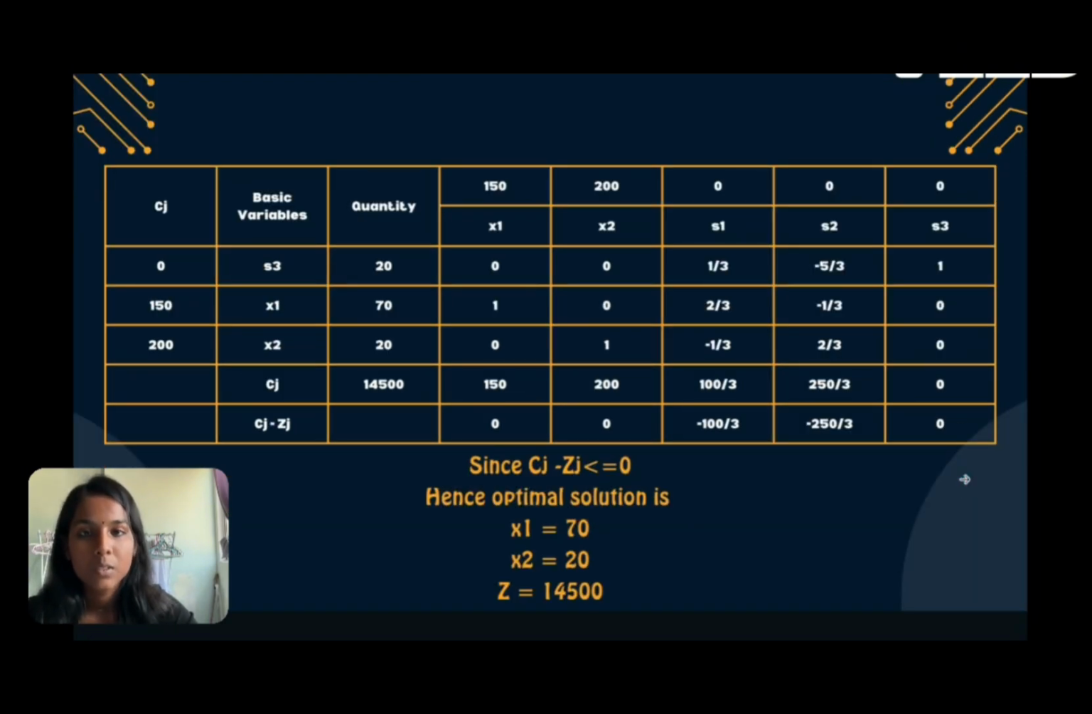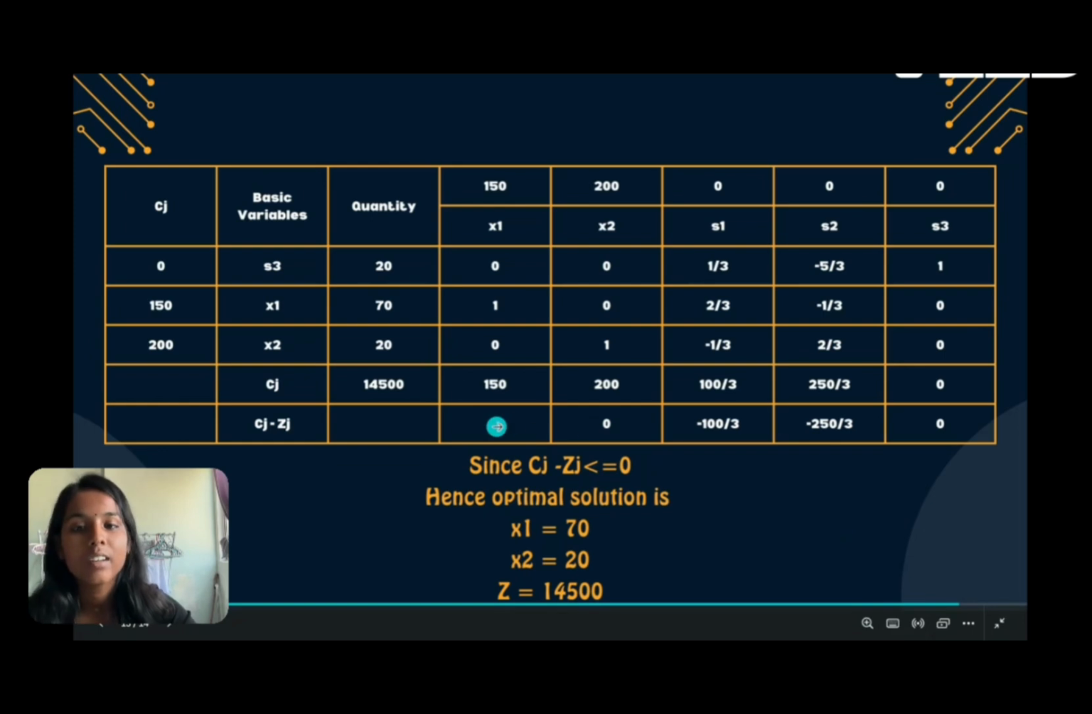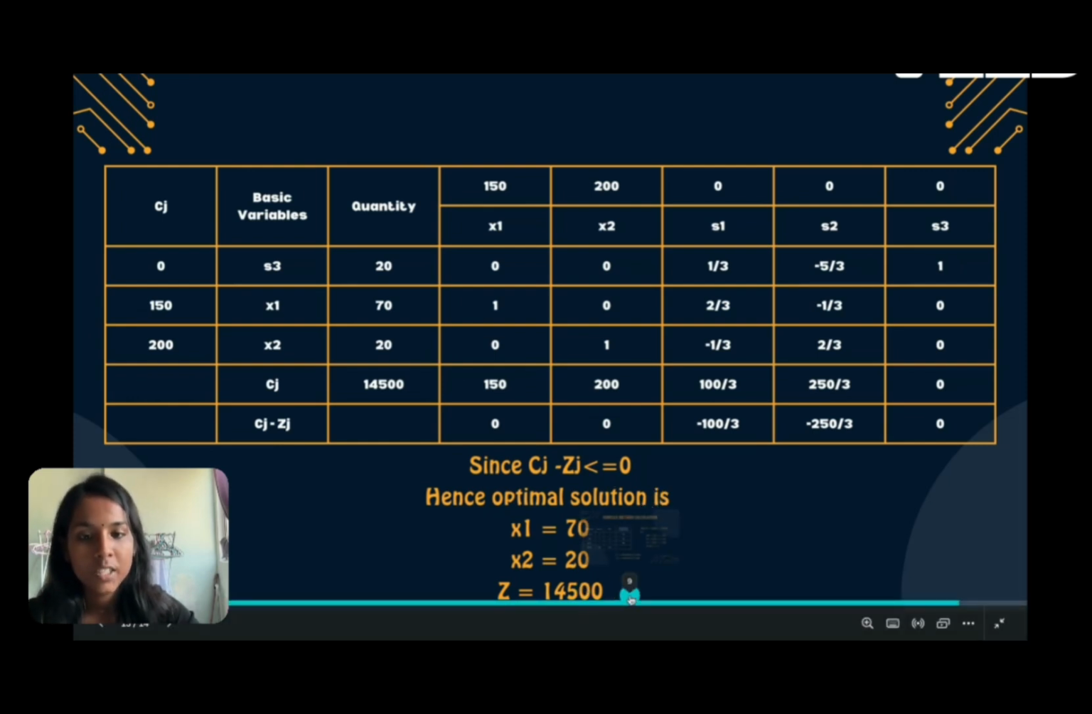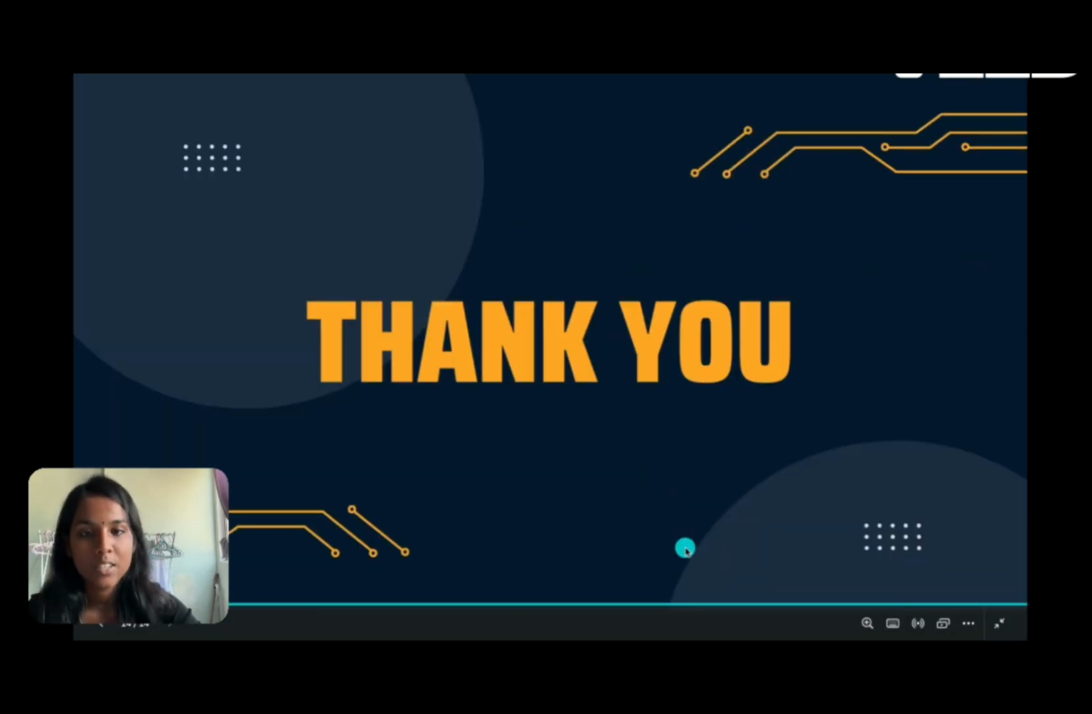This is our optimal simplex tableau, because Cj minus Zj should be less than or equal to 0. Here our values are 0, 0, negative 100 over 3, and negative 250 over 3. So this is our optimal solution for this question. Since Cj minus Zj is less than or equal to 0, the optimal solution is x1 equals 70, x2 equals 20, and z equals 14,500. That's all from us. Thank you.